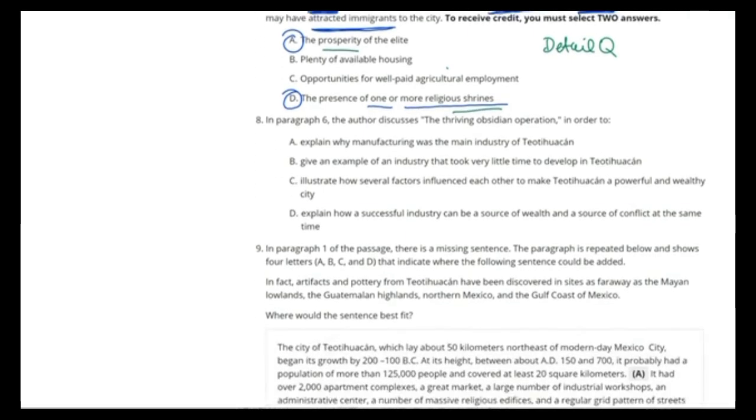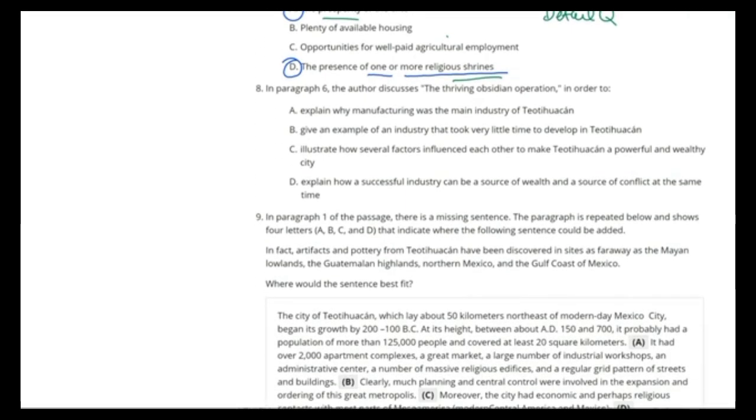Let's jump to question number 8. What does it say? In paragraph 6, the author discusses the thriving obsidian operation in order to. This, guys, is a function question because it asks you, why does the author discuss something? Why does the author use this expression here? He does that in order to do something. So he wants to tell you something, he wants to show you something, and we call this a function question, okay? It's a function question. Let's have a look at the answers.